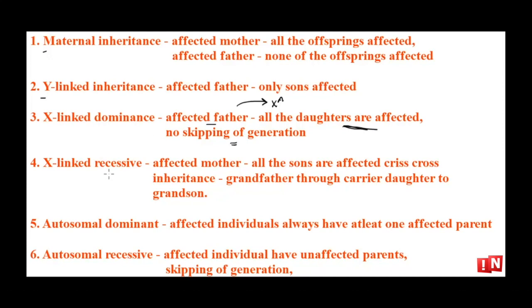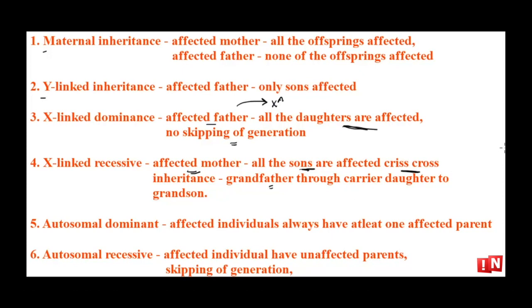Move on to X-linked recessive. The typical character for X-linked recessive would be, if you have an affected mother, all the sons would be affected. And you will also observe the crisscross pattern, if present. Look for an affected grandfather to a normal daughter. When I say normal, it will be a carrier daughter, to an affected grandson. Okay, crisscross pattern. If not, eliminate that also.